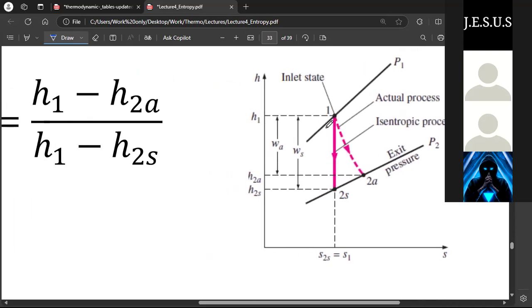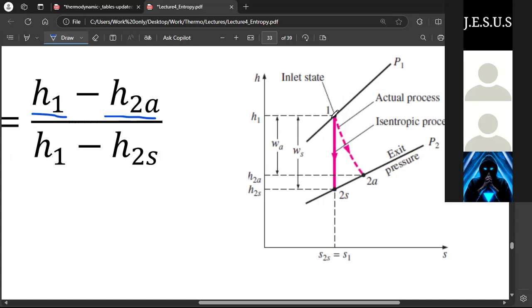For H1, I can read it from my table. If it is air, I can read it from my air table. If it is steam, from my steam table. So I have the temperature and pressure, I can read H1. For H2A, I can also read it from the table because I know my temperature and pressure. So I can read H2A. When it comes to H2S, we can't just use temperature and pressure, right? Because if we use the temperature and pressure, we are doing that for the exit, and that will give us the actual process. That's H2A. We want the isentropic process.